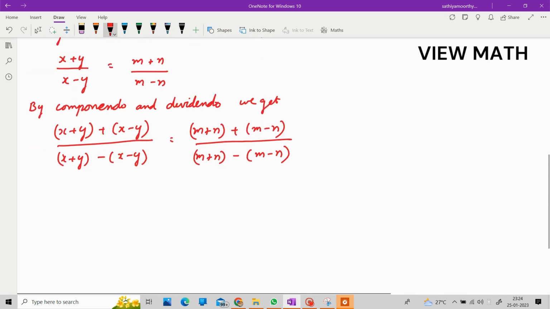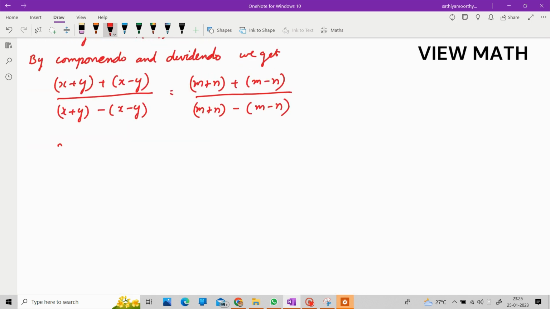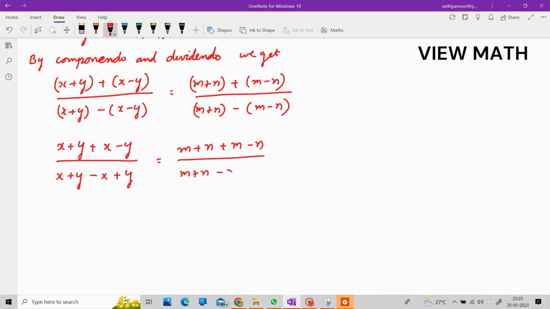So now let me simplify this. I get x plus y plus x minus y in the numerator, denominator x plus y minus x, minus into minus plus y. Now here in the right hand side, m plus n plus m minus n divided by m plus n minus m, minus into minus plus n. Now let me cancel the common terms, plus y and minus y, x and minus x I can cancel. Here plus n and minus n I can cancel. Here m and minus m I can cancel.